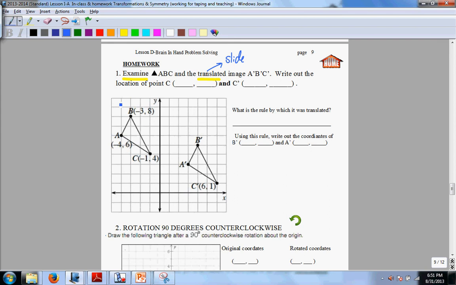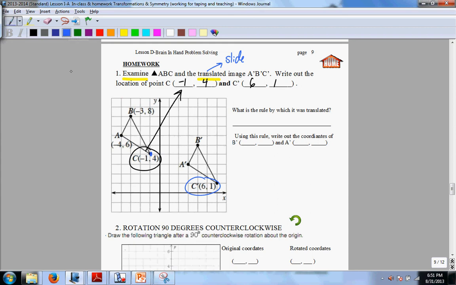So you write this coordinate down of C right here. And now we're going to ask ourselves how these C coordinates have changed from here to here. We should have -1, 4, and it moved to 6, 1.